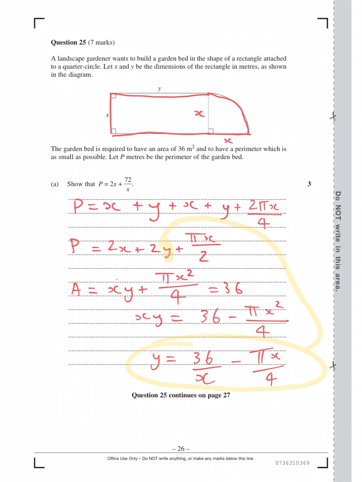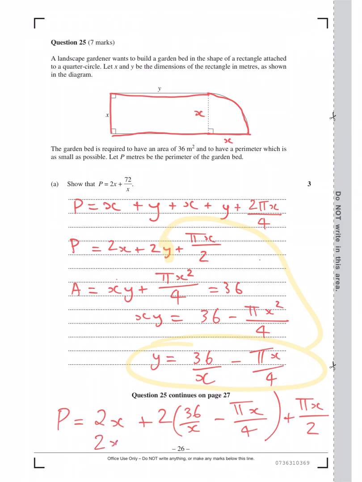Okay, so what's going to happen when I do this substitution? I'm going to get my perimeter P equal to 2x, that's just the original 2x, plus 2 outside of 36 over x minus pi x over 4, plus pi x over 2. Now, doubling all that out, I end up with my 2x remains plus 72 over x. Now, that's exactly what we want here.